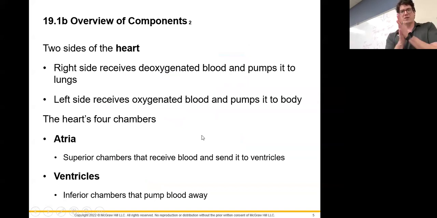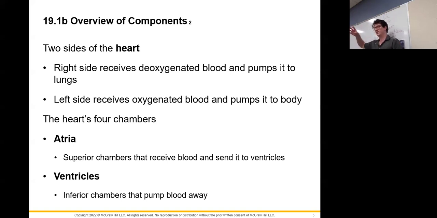Now, our heart has kind of two main sides, and it has four main chambers. We have a right side of the heart, and we have a left side of the heart. The right side of the heart is going to carry or deal with deoxygenated blood. Okay. So the right side receives deoxygenated blood and then pumps it towards the lungs. That is the goal of the right-hand side of the heart. The left-hand side of the heart is going to receive oxygenated blood from the lungs and then pump it to the rest of the body.